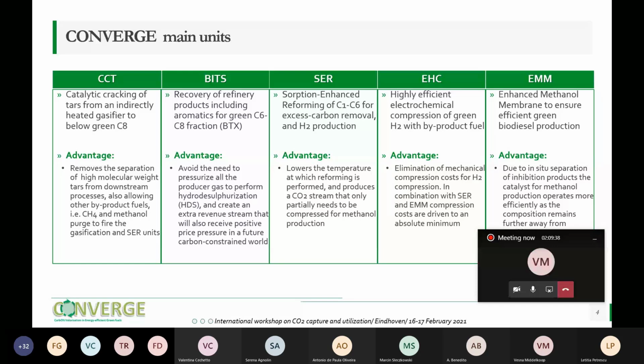For instance, the catalytic cracking of tars removes the separation of high molecular weight tars from downstream processes. If we are talking about the sorption enhanced reforming, this will lower the temperature at which reforming is performed and produce a CO2 stream that only partially needs to be compressed for methanol production. The electrochemical hydrogen compressor is an interesting technology that eliminates the mechanical compression cost for hydrogen compression, and the final step is the methanol synthesis using a membrane reactor.